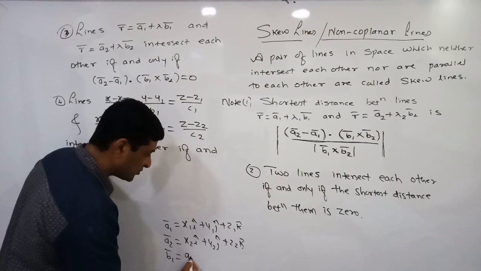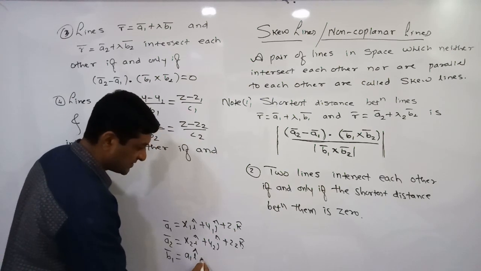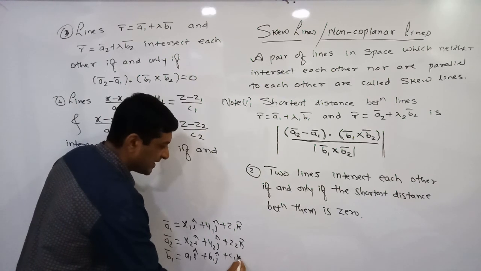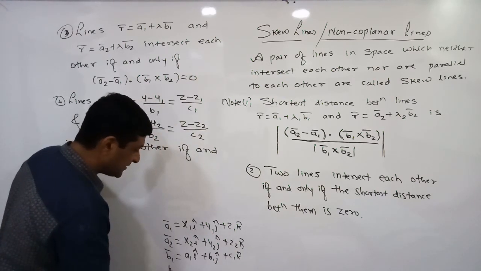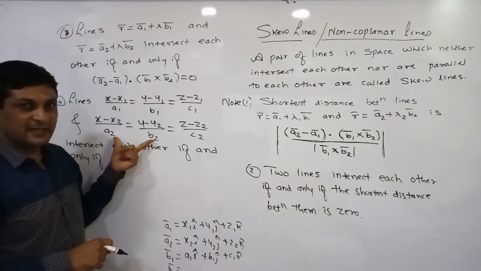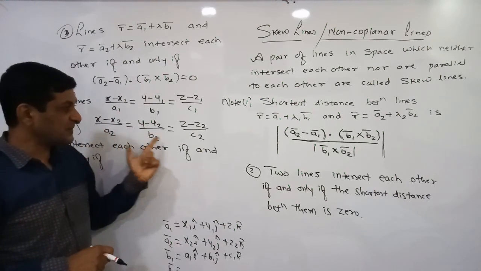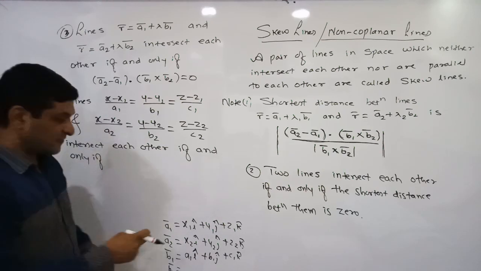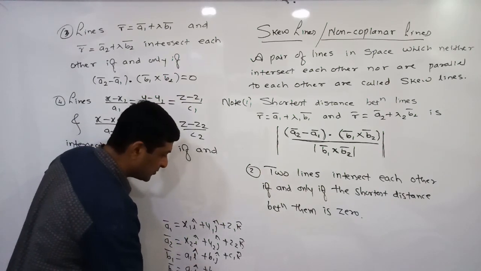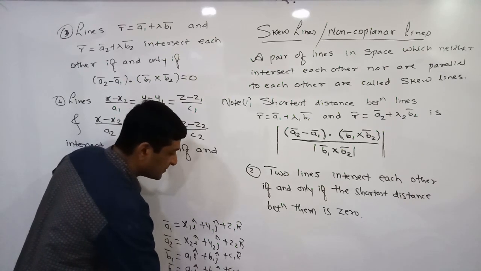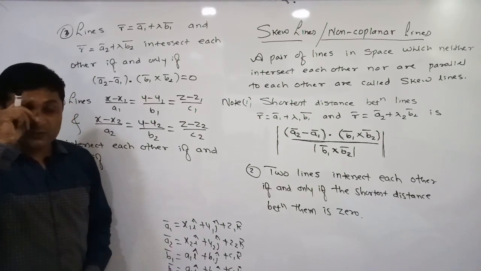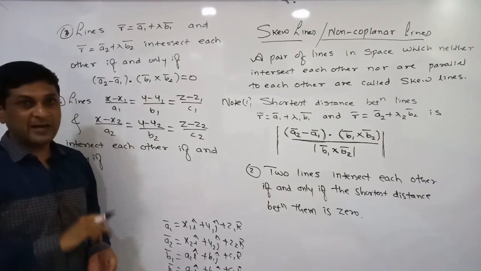From this direction ratio we will get the vector along the first line, a1 i cap plus b1 j cap plus c1 k cap, and b2 bar is nothing but the vector along the second line. So what is the direction ratio of the second line? a2, b2, c2. Then the value of b2 bar will be equal to a2 i cap plus b2 j cap plus c2 k cap. So in this way, from these two equations we have got the values of a1 bar, a2 bar, b1 bar, b2 bar.